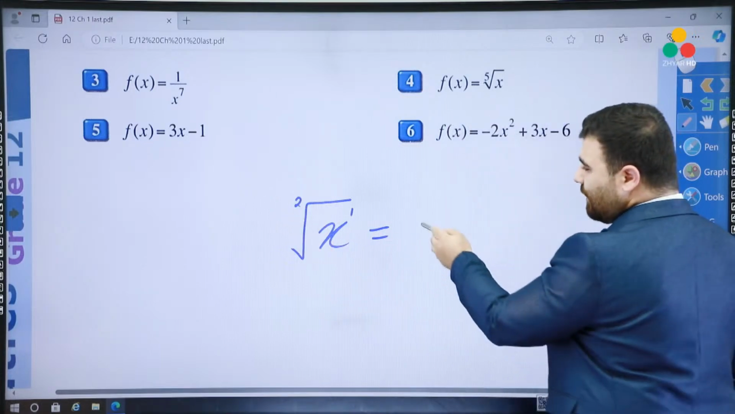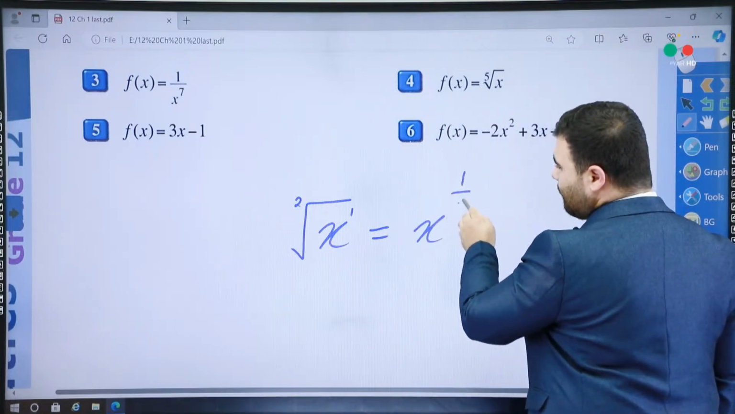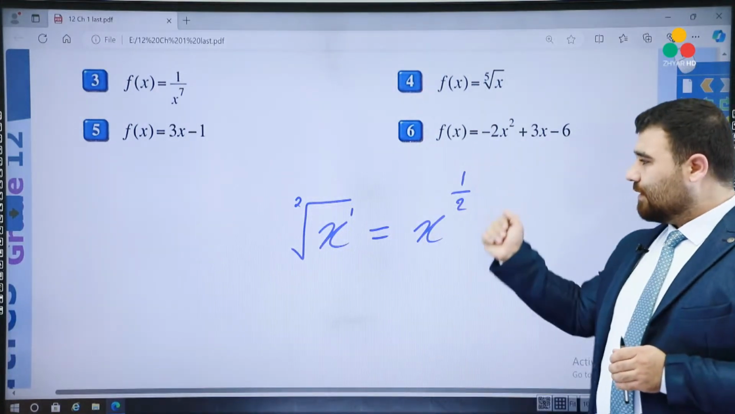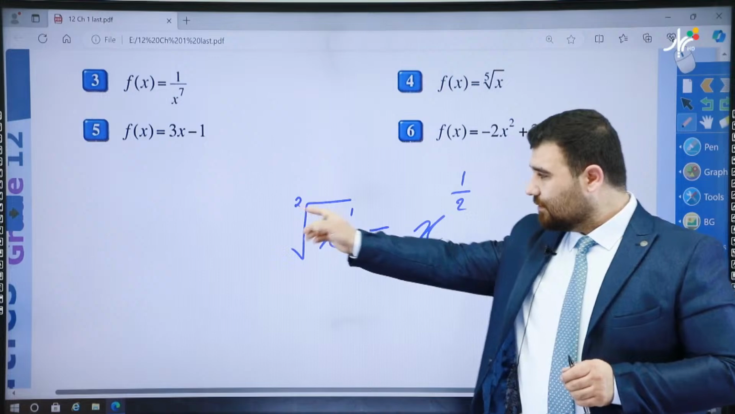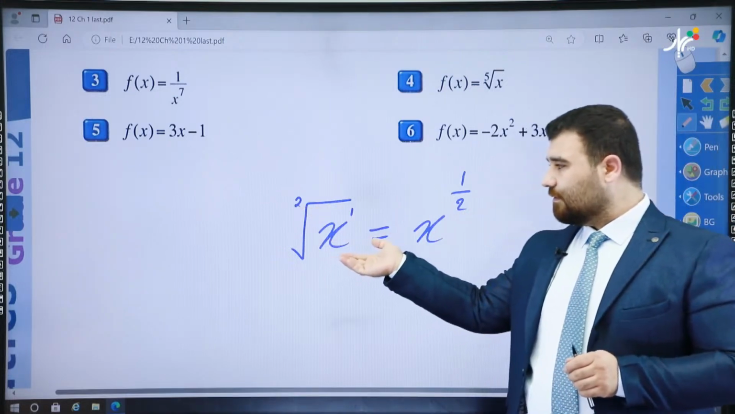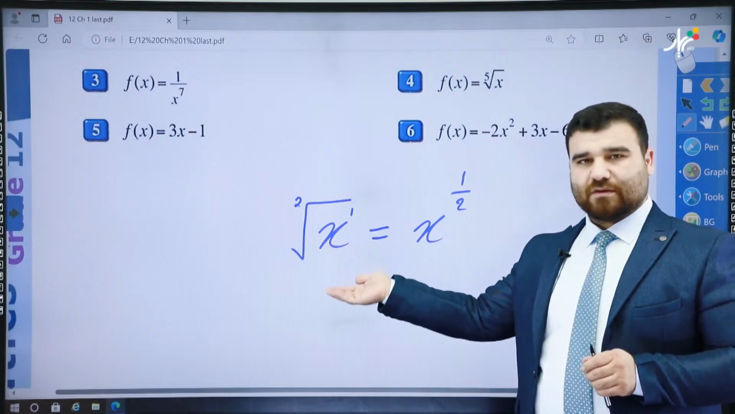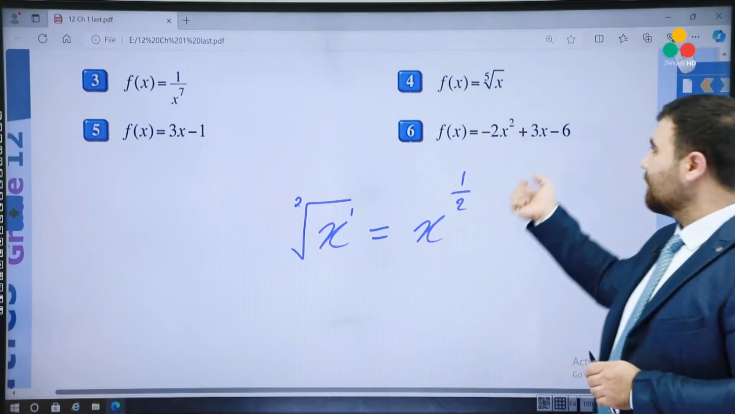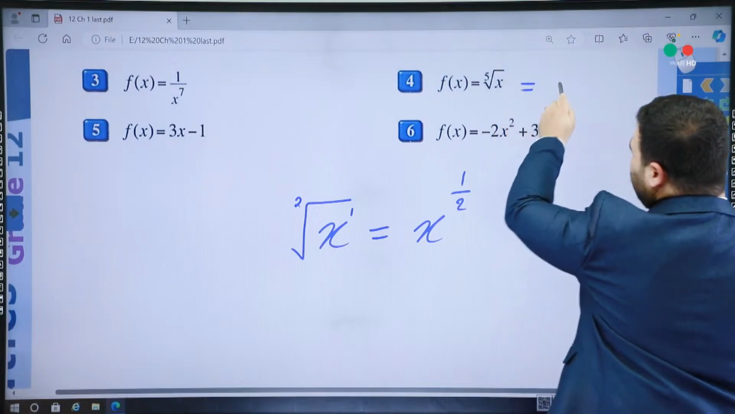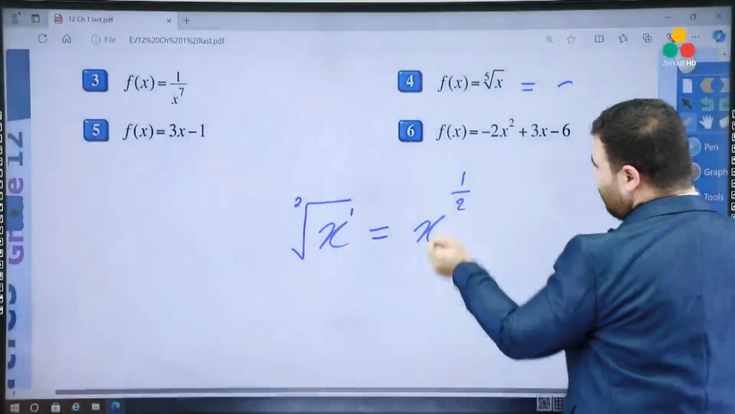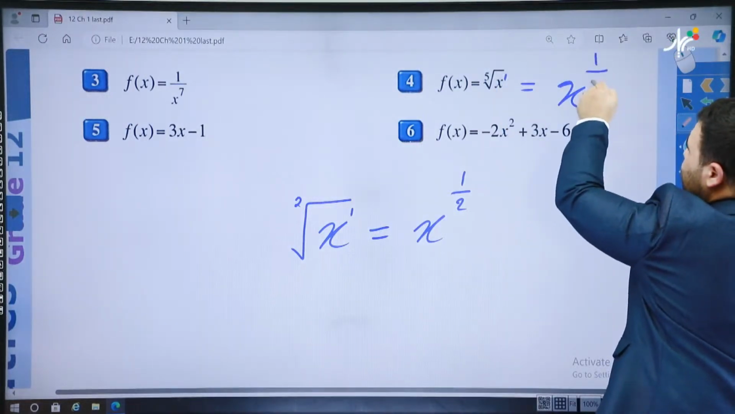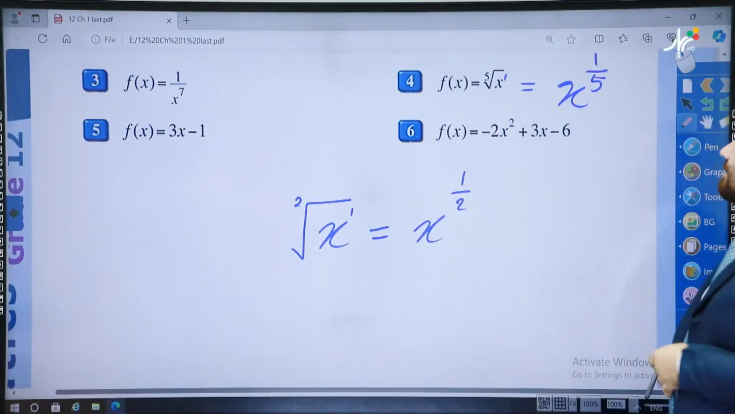This square root of x, we can always write as x power 1 over 2. So the power of the x inside the root goes up. The power of the root goes down. Now, if I want to find the derivative, this derivative is easy. It's 1 over 2 root x. But this one is not very easy. So it's better to rewrite as x power 1 over 5.